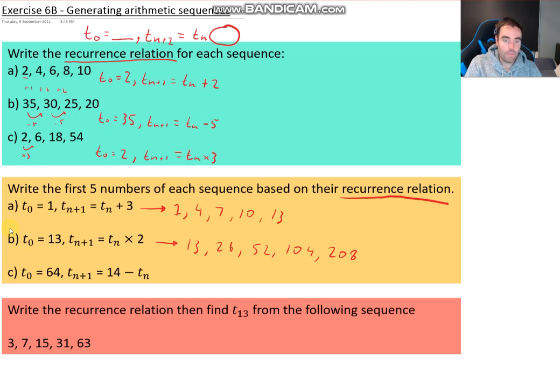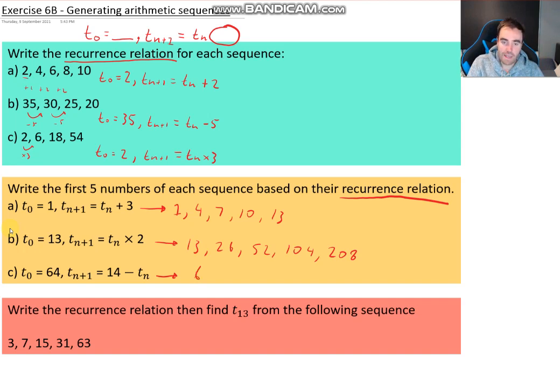Last one. Starting term is 64. The next term is the same as 14 minus the current term. All right, so this is how we work this one out. And this is a really good one to do from scratch, because when you see patterns like this, you'll instantly know what its recurrence relation is going to be from now on. It's just a matter of experiencing these things and seeing how they work, and then you'll just know for next time. That's why these videos can be really helpful with this.